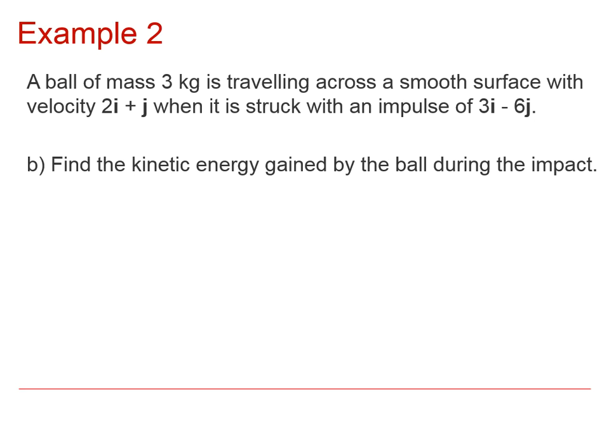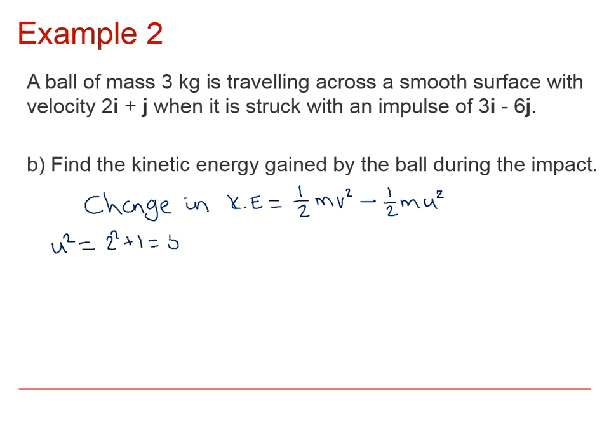Now what we're going to do is look at the kinetic energy gained by the ball during the impact. So again, from previous work, we should know that the change in kinetic energy is the final kinetic energy, which is a half mv squared, minus the initial kinetic energy. Here we have the speed, so we're going to need to find the initial speed and the final speed. So the initial speed squared is going to be 2 squared plus 1, so that is 5, and the final speed squared is going to be 3 squared plus minus 1 squared, so that is 10. I'm leaving them squared because that's how I'm going to need to use them in the formula anyway.